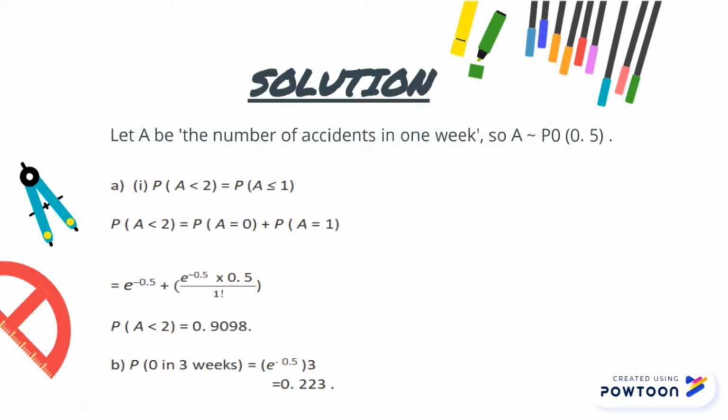Okay, for B, in a 3-week period, there will be no accidents. The value of lambda, which is the mean 0.5, is only for 1 week. But for question B, in a 3-week period, we need to find the new lambda for 3 weeks. We can find it by multiplying 0.5 times 3, so the value is 1.5. From the question, we need to find the probability that there will be no accidents, which means that x is equal to 0, and we just substitute it into our formula with the new lambda, which is 1.5. So we will get the answer of 0.223.